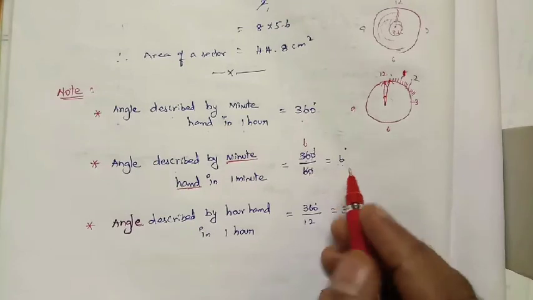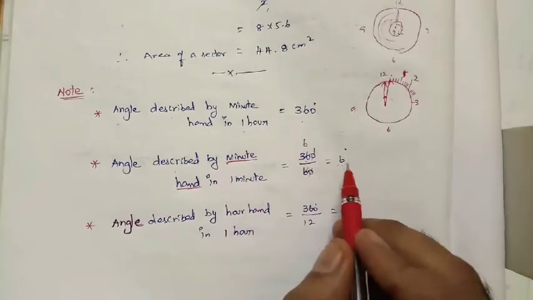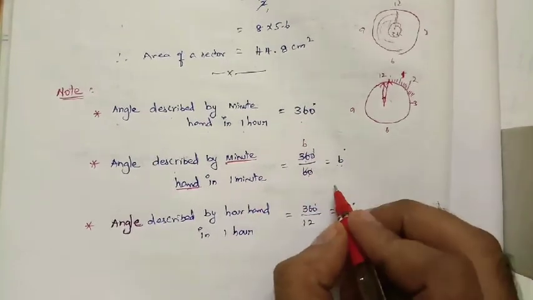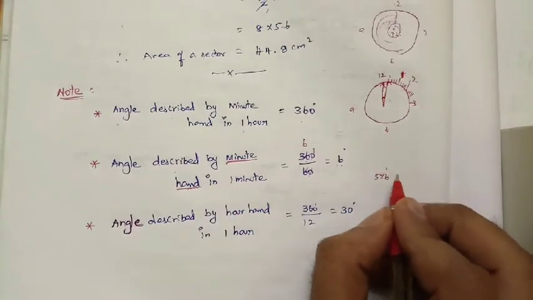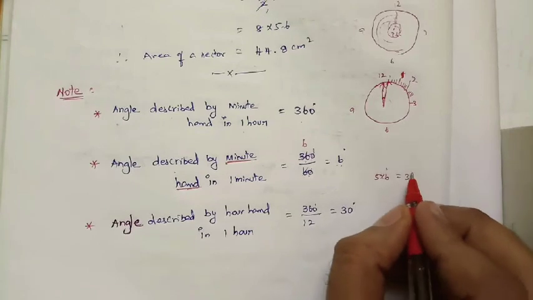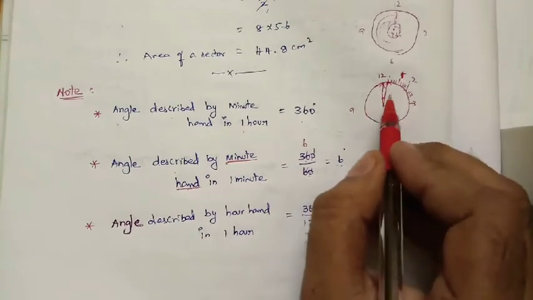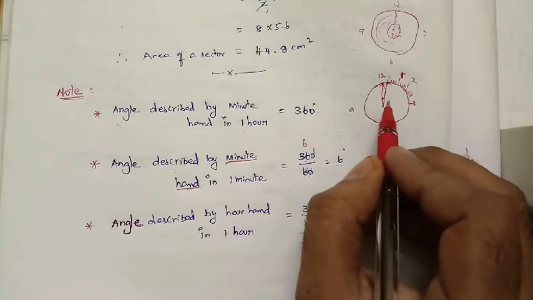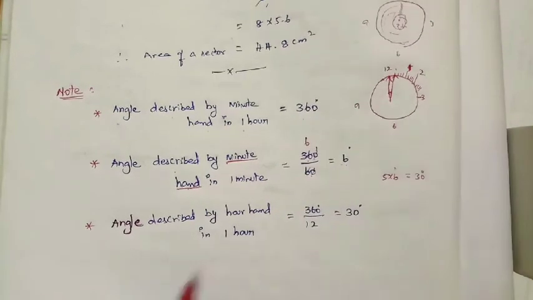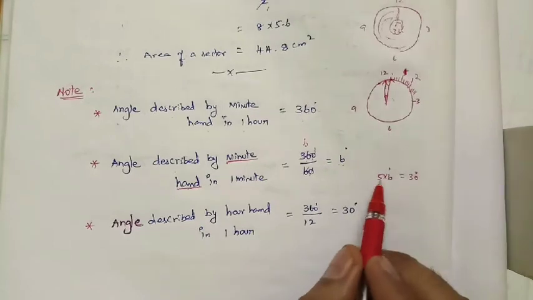For 5 minutes, how much angle will it describe? For 1 minute it is 6 degree, so for 5 minutes, 5 into 6 degree is equal to 30 degree. So theta is nothing but 30 degree.